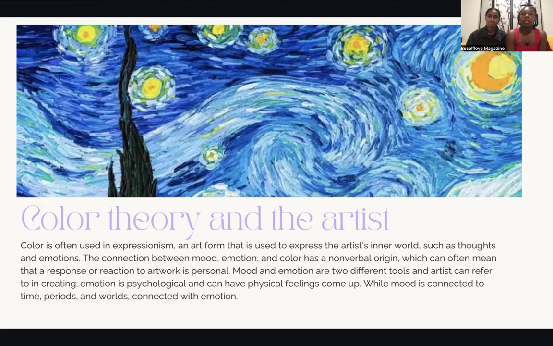And so what you see here is Van Gogh's artwork. He uses a lot of blues, yellows, whites to send a message. Usually blues are associated with sadness and loneliness. And during this time, Van Gogh experienced a lot of mental health disorders and things of that nature. So, in his expression of art, you can see that theme with the colors he used.